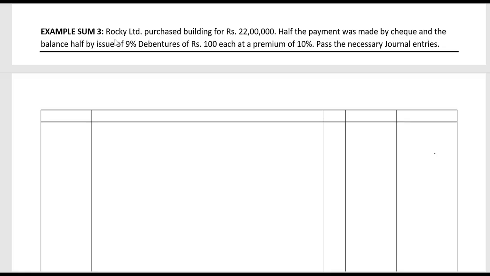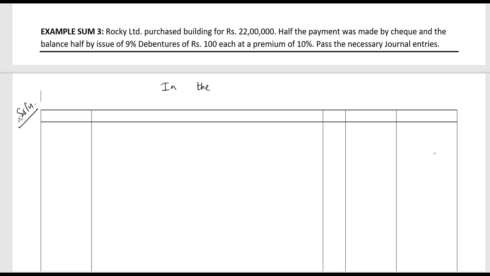Example sum 3. Rocky Limited purchased building for rupees 22 lakh. Half the payment was made by cheque and the balance half by issue of 9% debentures of rupees 100 each at a premium of 10%. We are asked to pass the necessary journal entries. Let's go ahead with the solution.